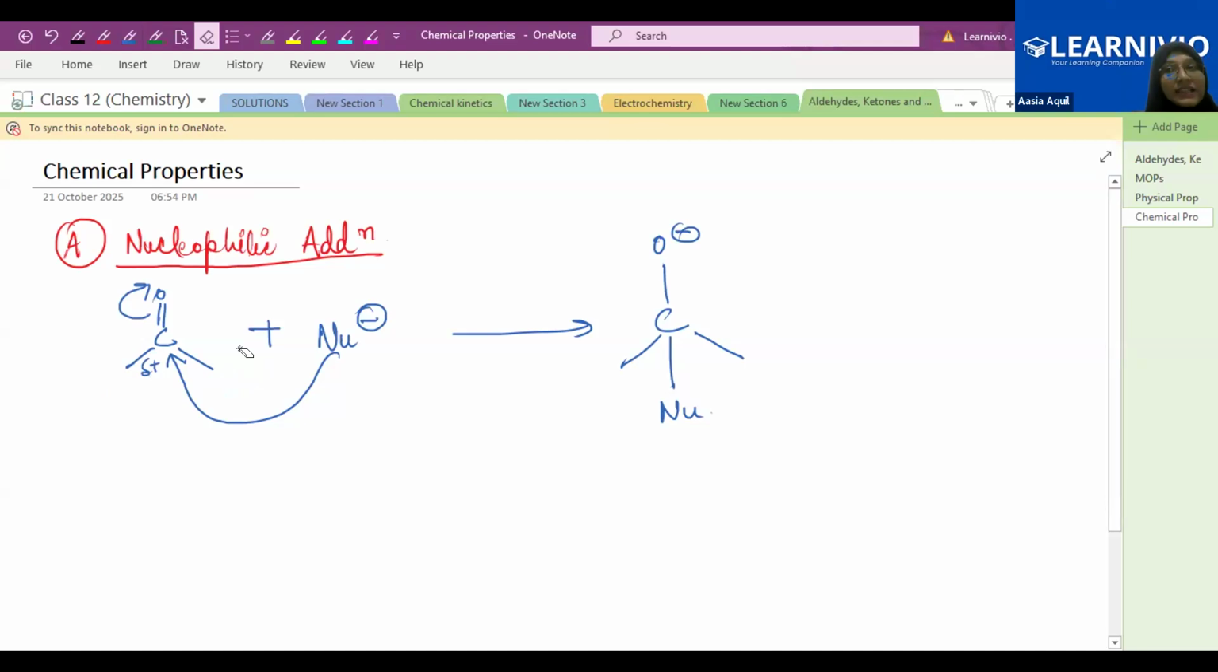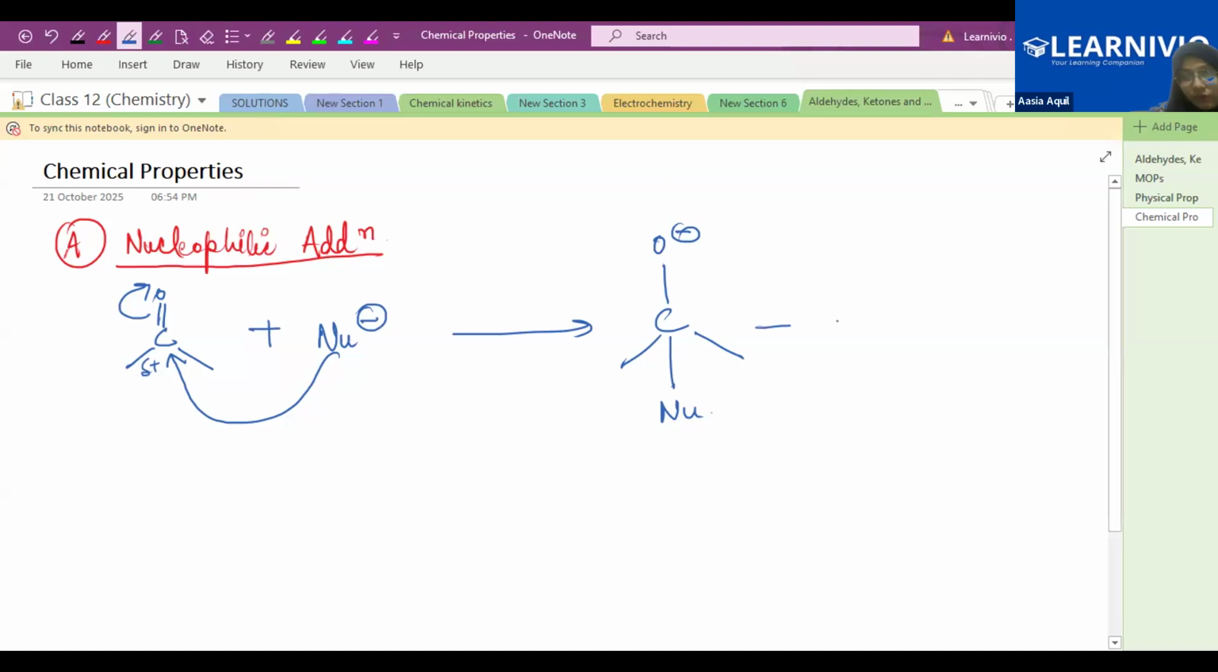For both the aldehyde and ketones, the reaction will be the same, right? So that's why I have just taken a common carbonyl compound here, when it is added to a nucleophile. So it is a nucleophilic addition reaction. The nucleophile will attack this carbon, right? And you will get this one.